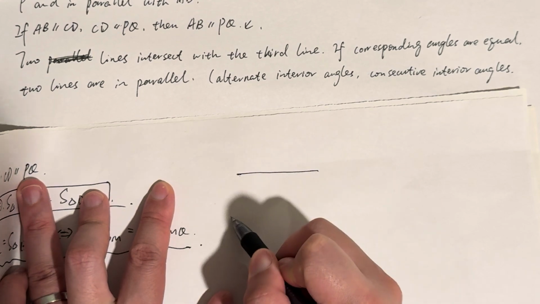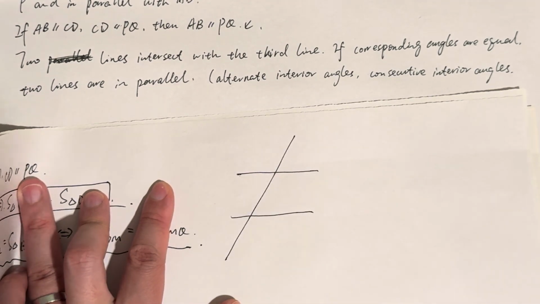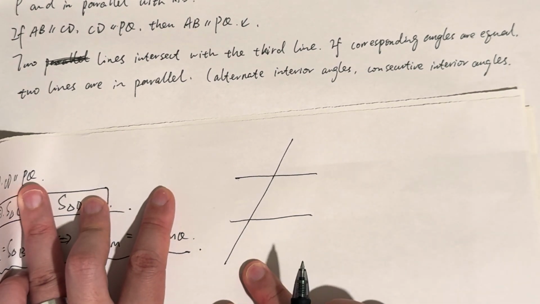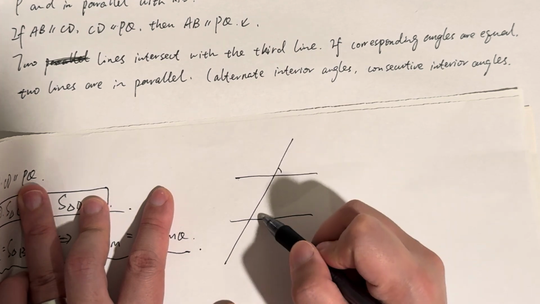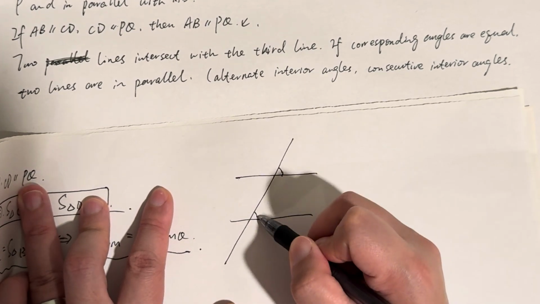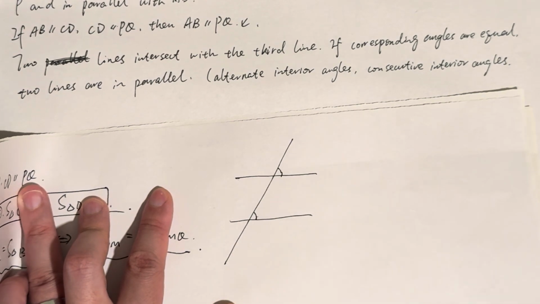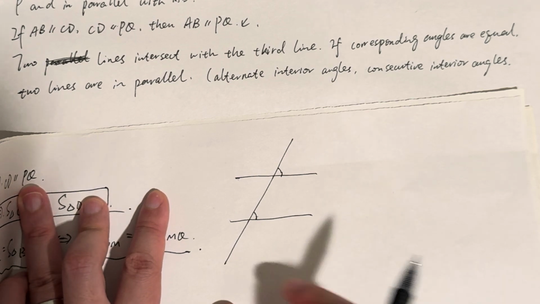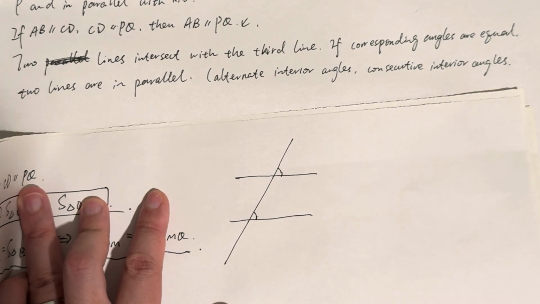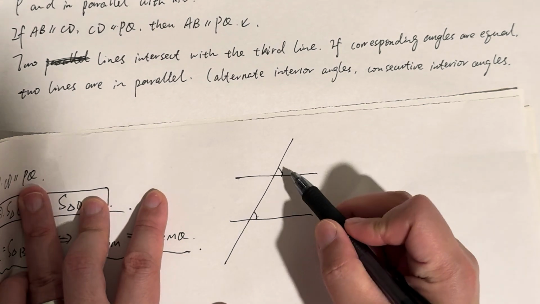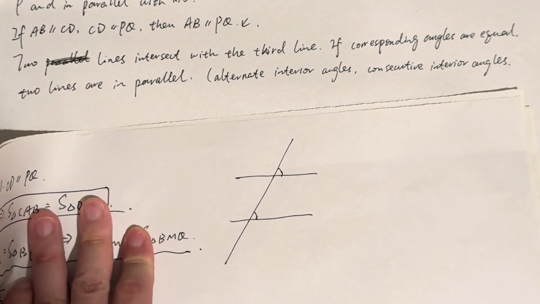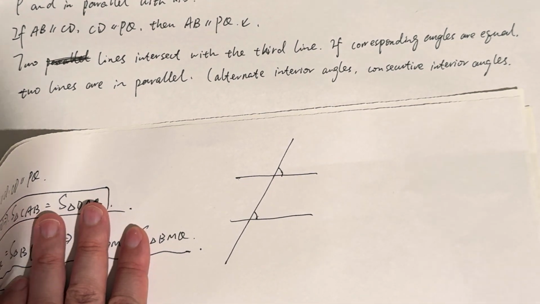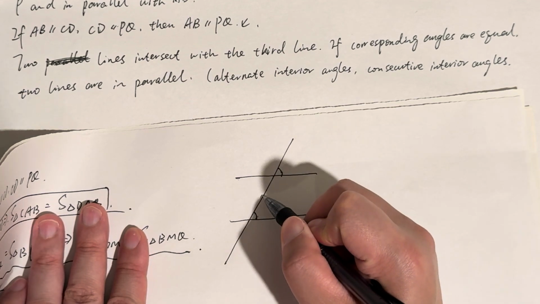Basically, it's saying that we have two lines here, and both lines intersect with the third line, and we already know that the corresponding angles are equal, right? So this angle equals this angle. These two angles are equal. Now we want to prove that these two lines are parallel, which can be done this way.